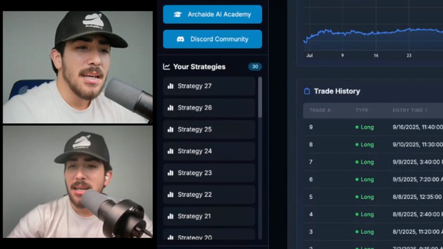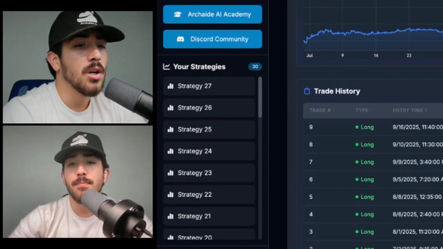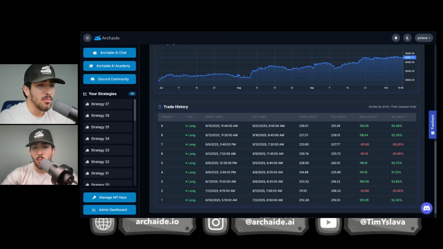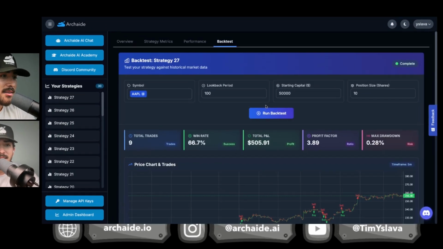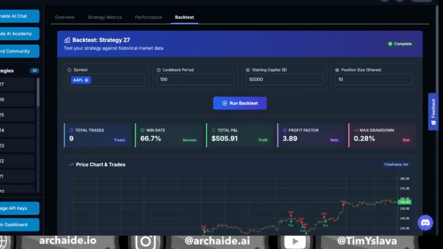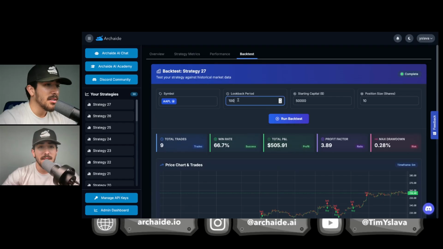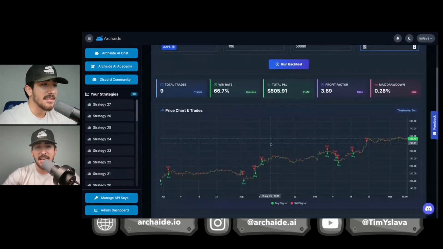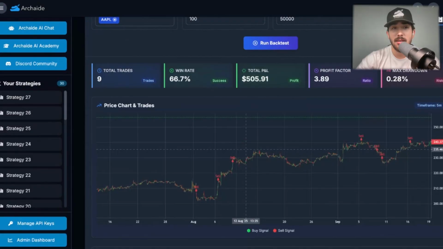It lets you test how your strategy would have performed in the past using real market data, so you can see what works and what doesn't before risking any real money. So that being said, this is a backtest for Apple. We're looking at the last 100 days. We have about 10 shares of Apple, and this is exactly how it would have performed using this strategy that we have built.